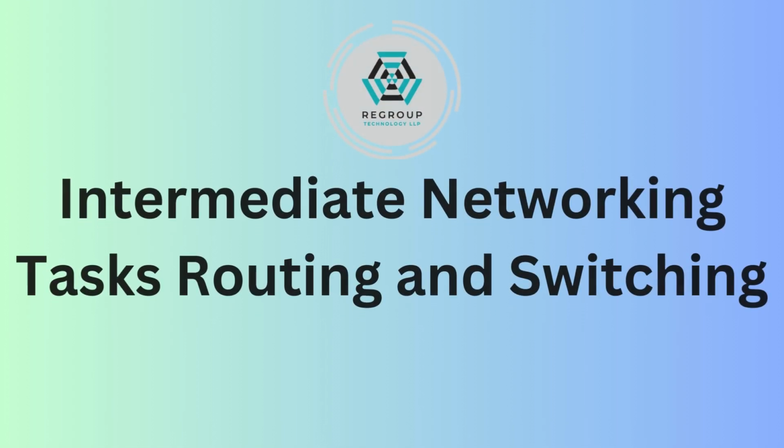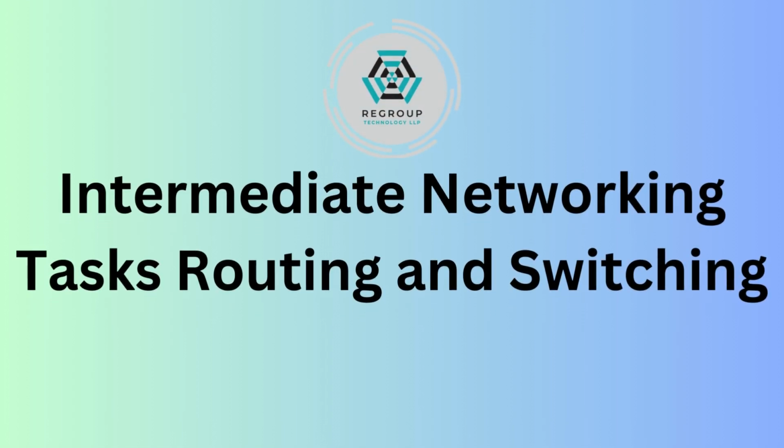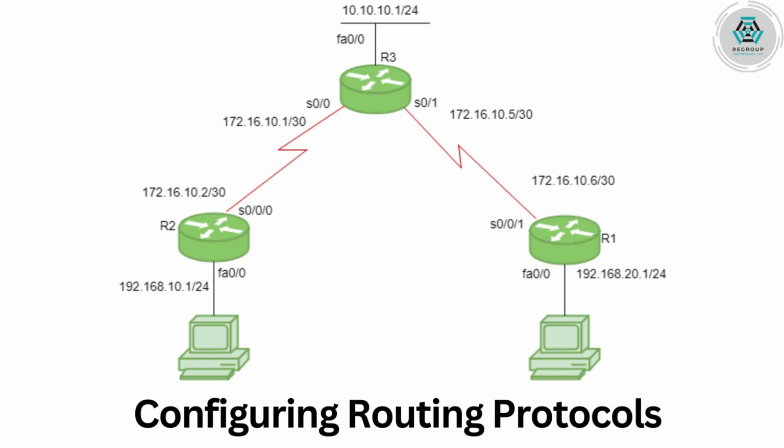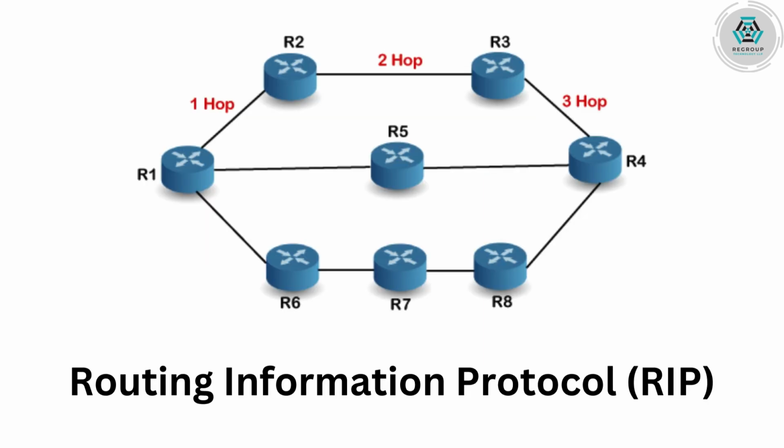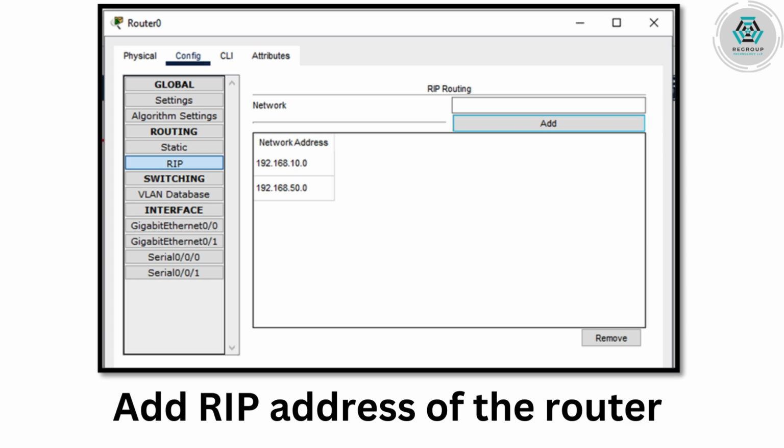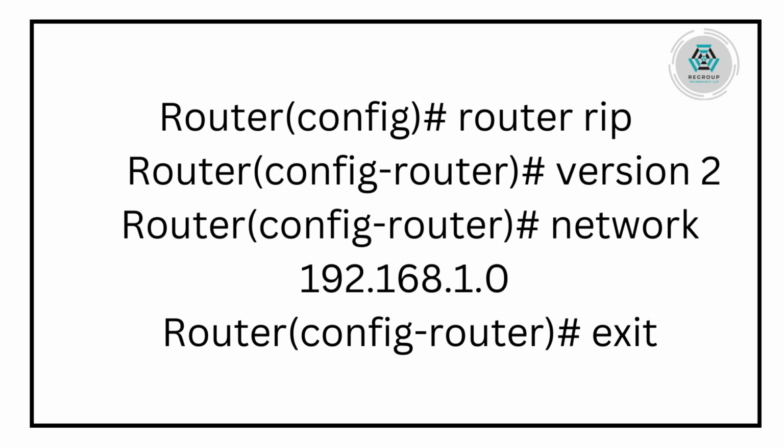3. Intermediate networking tasks: routing and switching. Configuring routing protocols. 1. Routing Information Protocol, RIP. RIP overview: RIP is a distance vector routing protocol used in small to medium-sized networks. It uses hop count as a metric to determine the best path to a destination. It can be done by simple manual input in the RIP section of the router under the Config tab as shown in the figure below, and also by code which is shown in the box section.